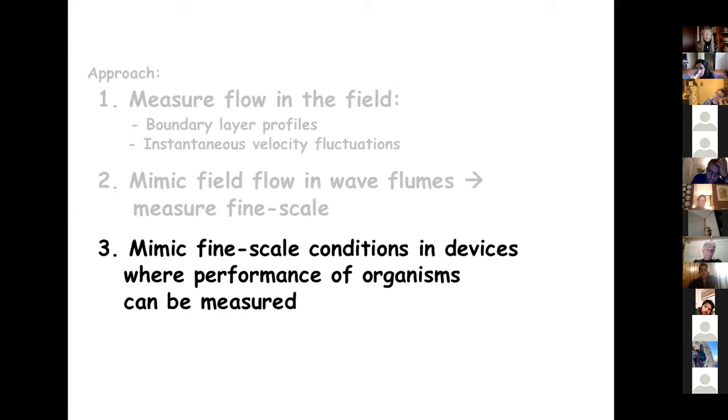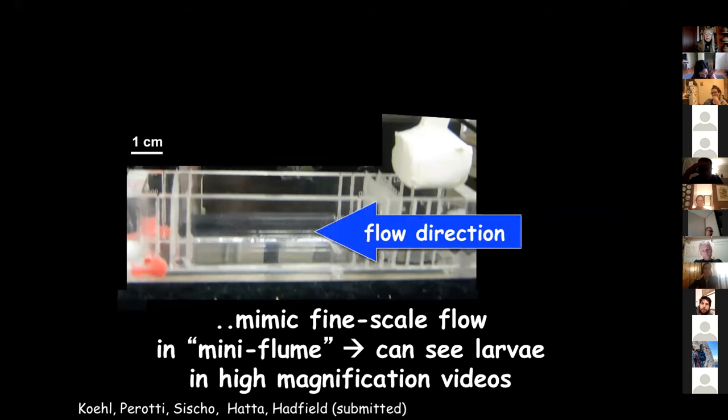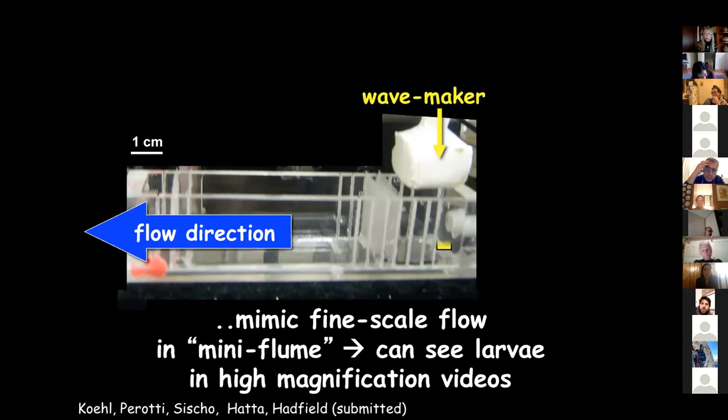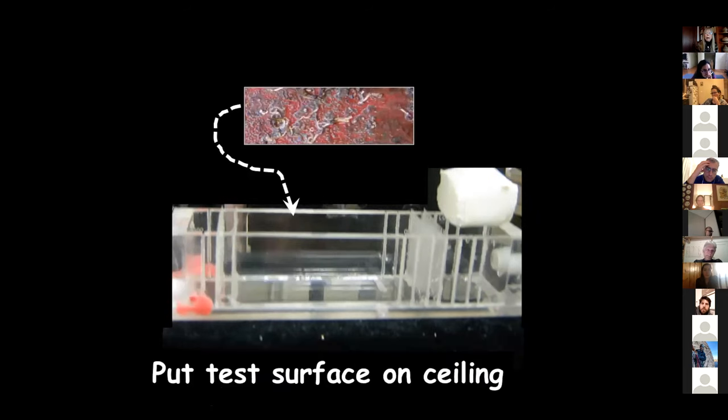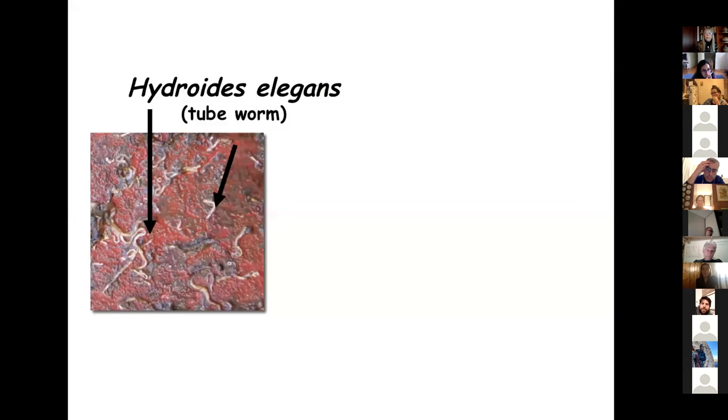So now we want to mimic that really fine scale flow in another device where we can measure the performance of these microscopic organisms that we can't see in the big flume. And so we made a mini flume, this little tiny flume, where here's the flow direction. We had collimators to mimic the velocity profile, and we had a wave maker so that we could mimic the waves. And we could put natural fouled surfaces on the bottom or on the top of the wave tank.